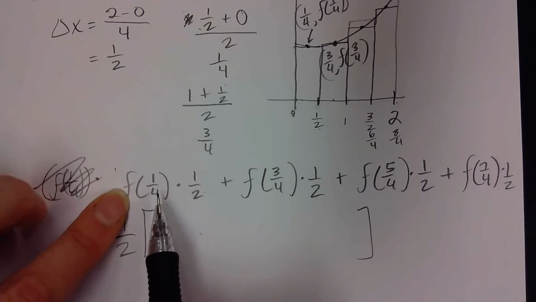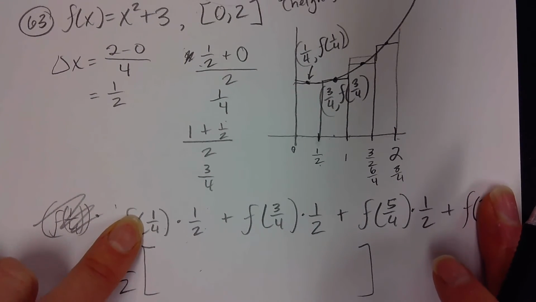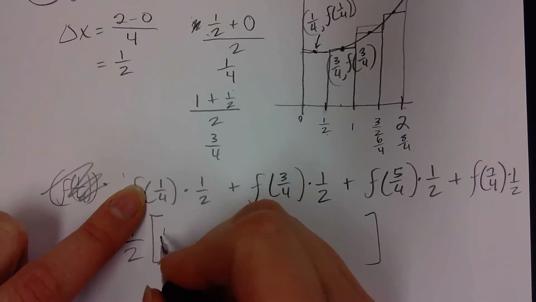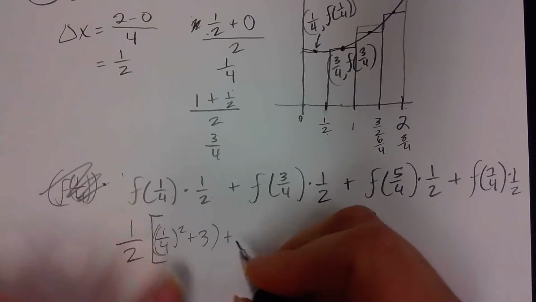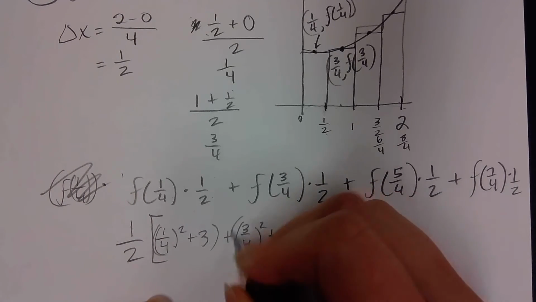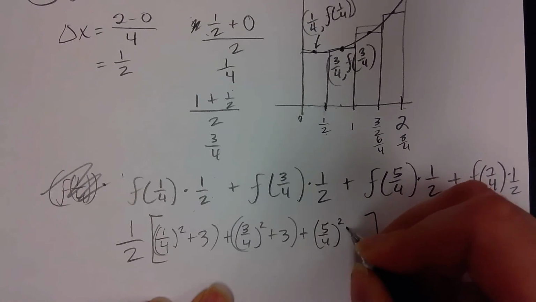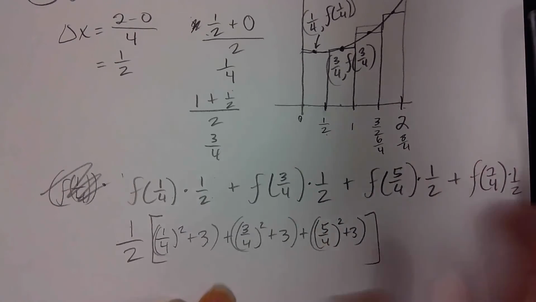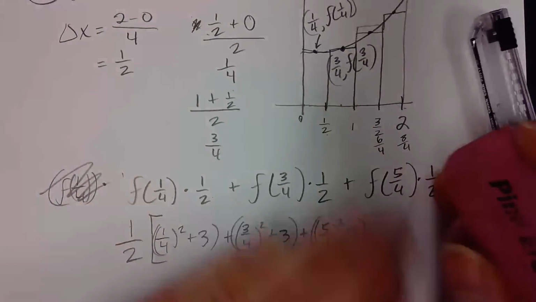So to get the y value, I have to actually plug this into my formula. My formula was x squared plus 3. So I'm going to have 1/4 squared plus 3, and then 3/4 squared plus 3, and then 5/4 squared plus 3, and I should not have made my brackets until I was done because I still need to add 7/4 squared plus 3.